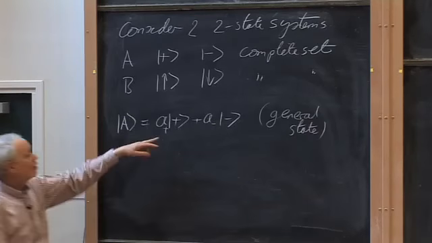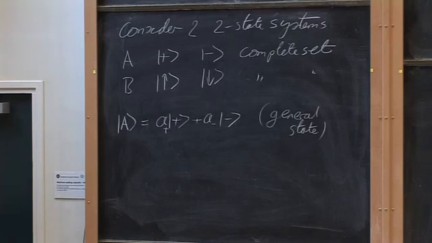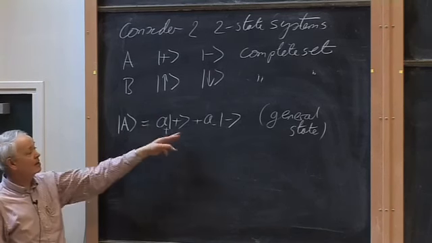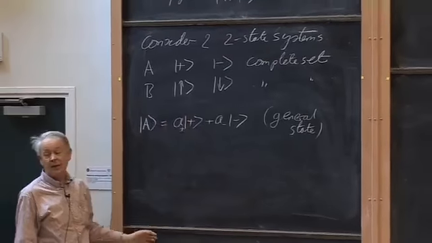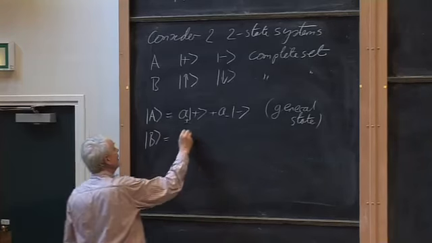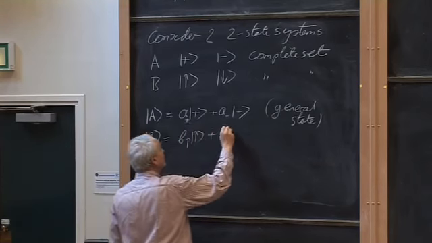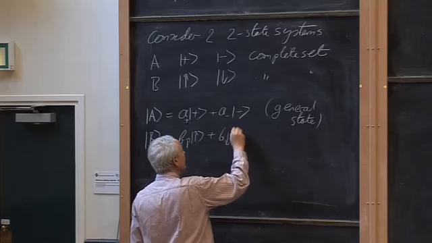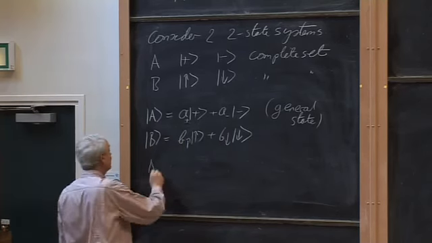By taking a linear combination of the two basis vectors of my two-state system, I write down a general state. By choosing these amplitudes to be whatever you like, you can make any state of A whatsoever. And then let the state of B similarly be B up plus B down of down. Now let's have a look at the state AB.